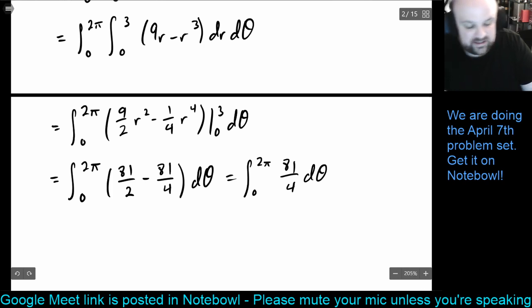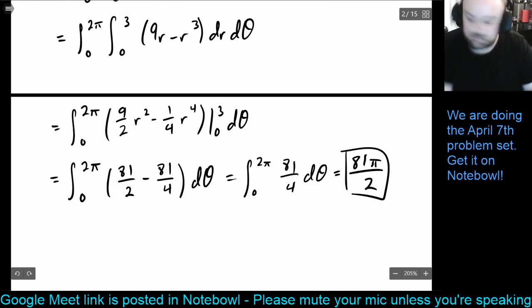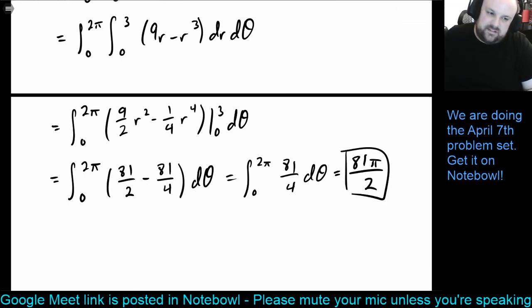And then when I integrate this from 0 to 2 pi, all that's going to happen is I just multiply by 2 pi. So I'll let you verify that. We've sort of done enough arithmetic on this one. But that's it. Hopefully it's pretty straightforward, this one.